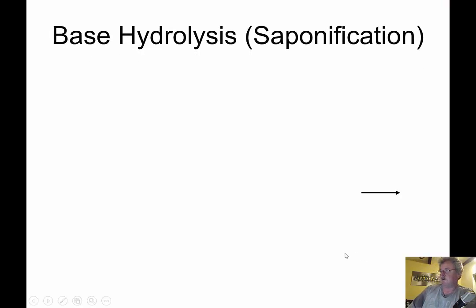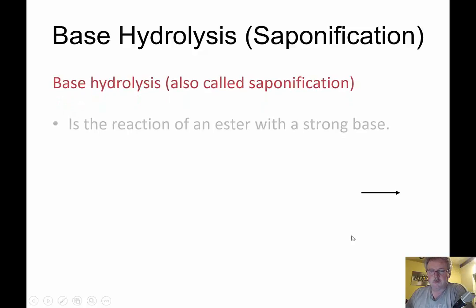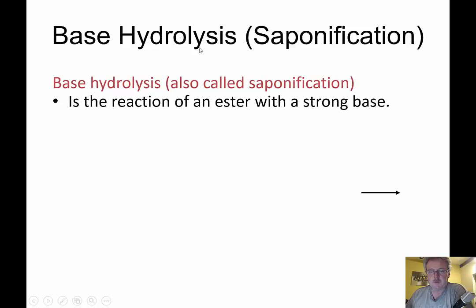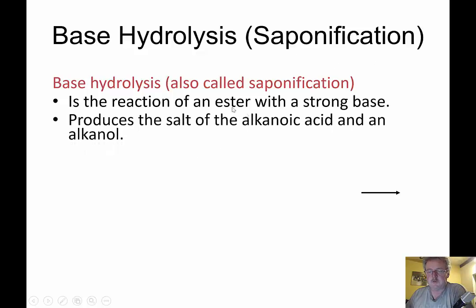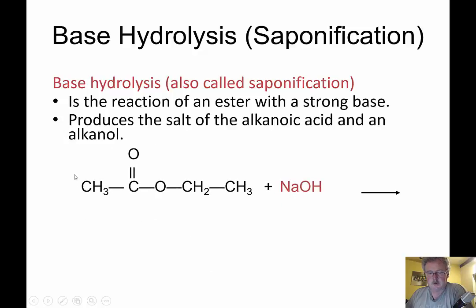If you hydrolyze using a base, so base hydrolysis is called saponification. It's a reaction of an ester with a really strong base, and it produces the salt of an alkanoic acid. So not the COOH molecule, but a salt of it. And here you'll see the reaction. We have our ester, our alkanoic acid group, in this case 2 C's, so it's ethanoic acid, and our original alcohol, 1, 2, is ethanol.